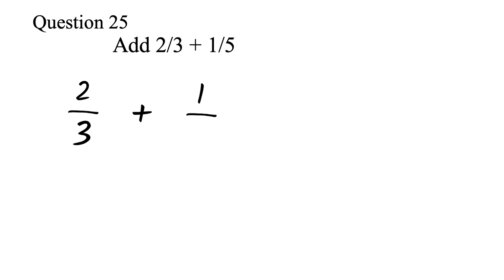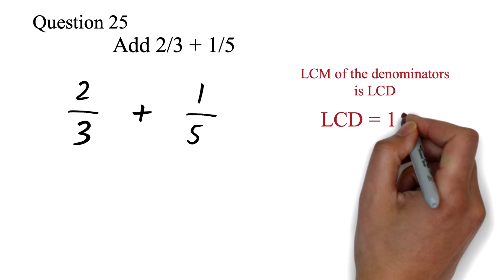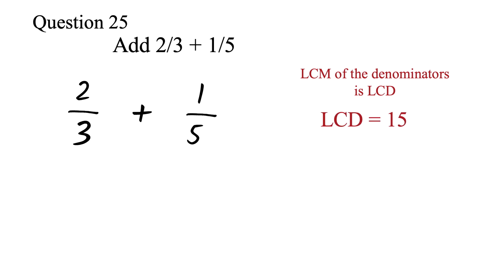Method 2 is the LCM method. The format is exactly like what we looked at in question 23 from the previous video. Here, we'll find the LCM of the denominators, 3 and 5. We know that the LCM of the denominators is the LCD. This is 15. We looked at three ways of finding the LCM in question 21. You can refer to it if you need a refresher on finding the LCM.